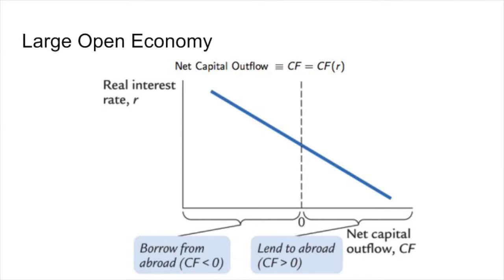The difference between a large open economy and a small open economy is that in a large open economy, you have imperfect capital mobility. Imperfect capital mobility means that it is difficult and expensive to move capital between countries. The following slides are about the open economy in the short run.